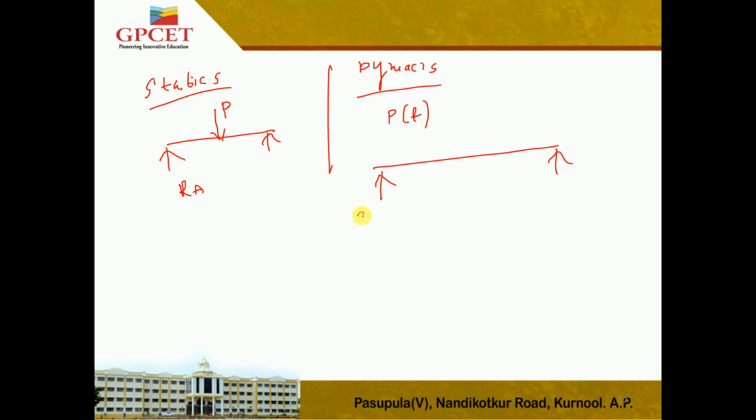Examples of dynamics are vibrations of structures or vibrations of machines. Another example is earthquake vibrations, because in an earthquake, at each and every point the acceleration and force will change. Force is nothing but F equals ma.